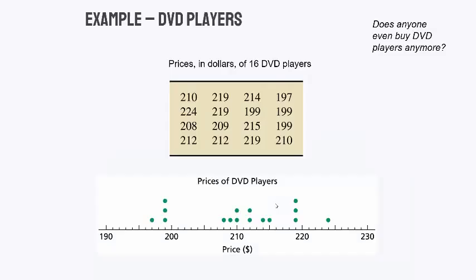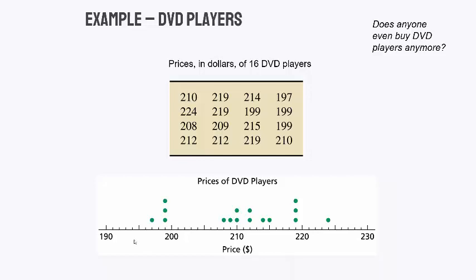Okay, so here's an example. And this is about DVD players. And one thing I was thinking about as I was writing this example is, does anyone even buy DVD players anymore? When I was in college, everybody was buying DVD players. But anyways, I digress. So here are prices in dollars of 16 DVD players. These are incredibly expensive DVD players for some reason, okay? So it looks like one costs $210, there's another one that costs $210, and so on.